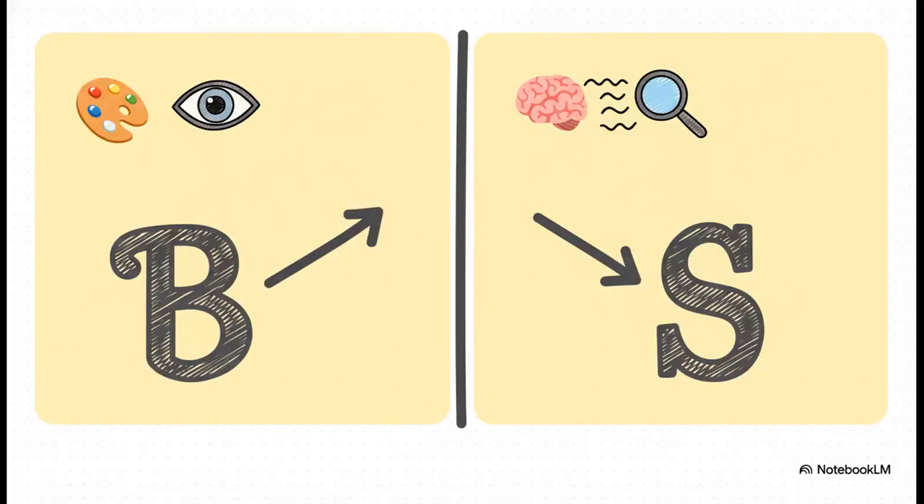Now this leads to a really important idea called semantic HTML. Check this out. The b tag and the strong tag, they both make text look bold, but their meaning is totally different. The b tag is just for looks, but the strong tag tells screen readers and search engines that this text is genuinely important. See the difference? It's about describing the content's purpose, not just how it looks.